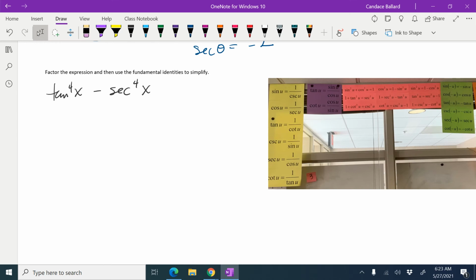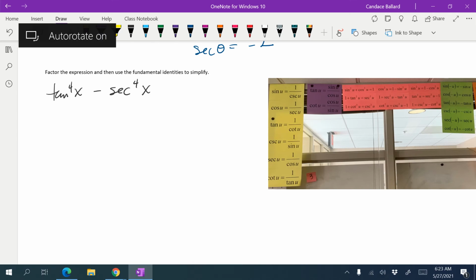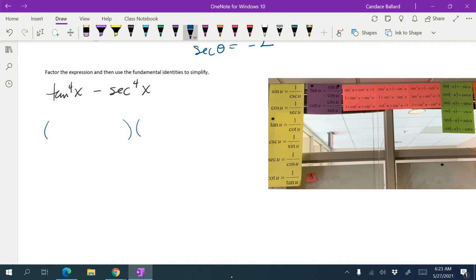In this problem, we're going to factor the expression and then use the fundamental identities to simplify. So when I'm looking at factoring, this looks like a difference of squares because I've got square terms. So I'm going to set up for a difference of squares. I take the square root of tangent to the fourth x, and I get tangent squared.